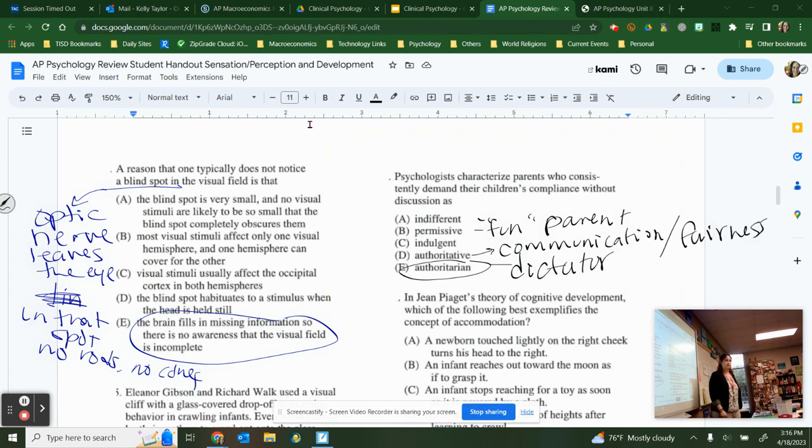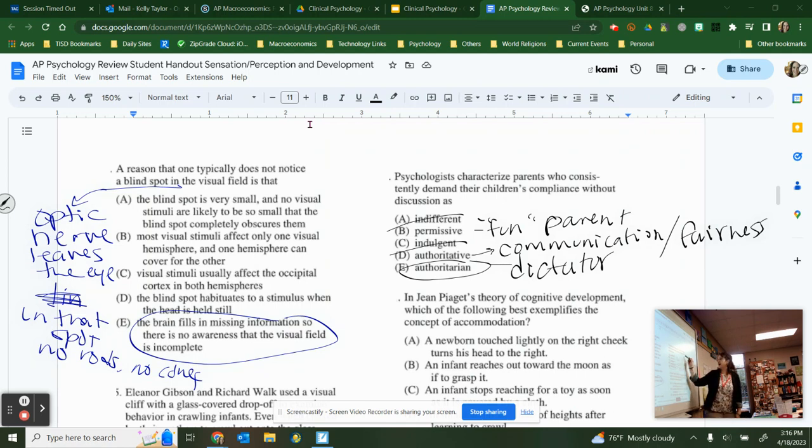Wait, really? Authoritative, that's a good one. Authoritarian is the bad one. I know that they sound and look very similar, but those are different words, and they're always tested against each other. I pulled these questions from 2 AP tests. So indifferent is not a type. Indulgent is not a type. It's either permissive, authoritative, or authoritarian.